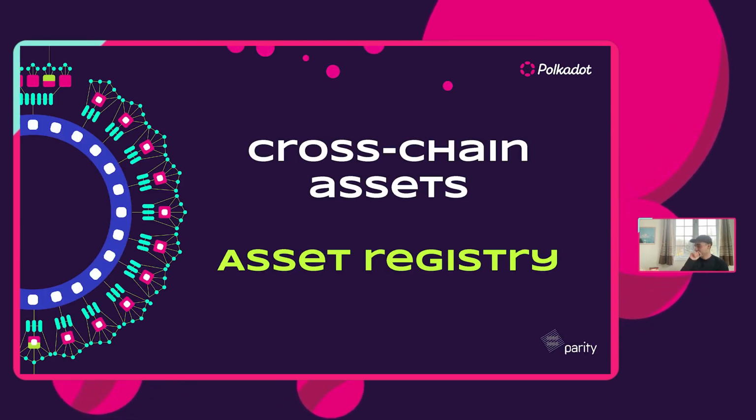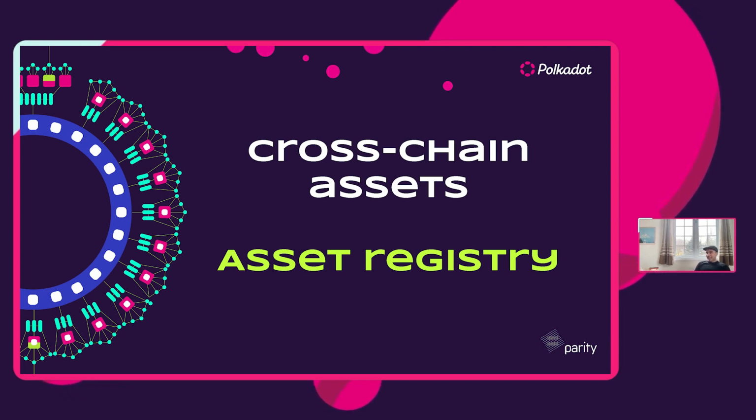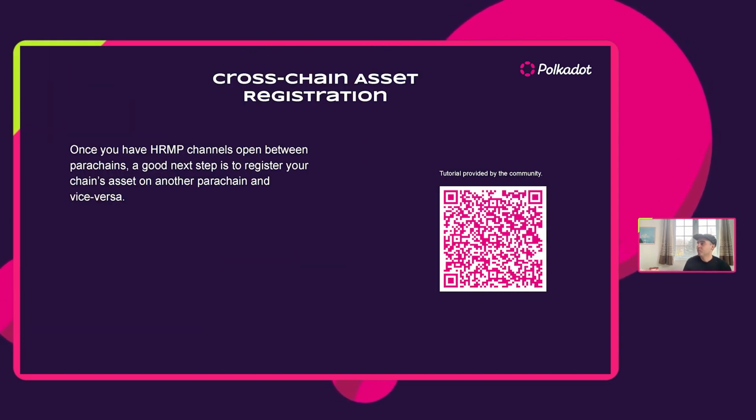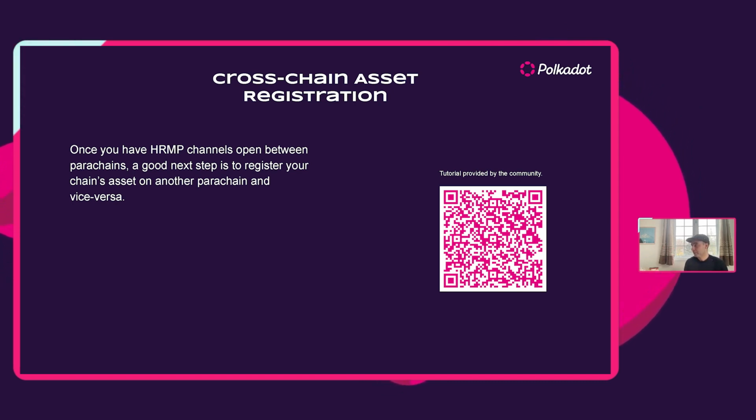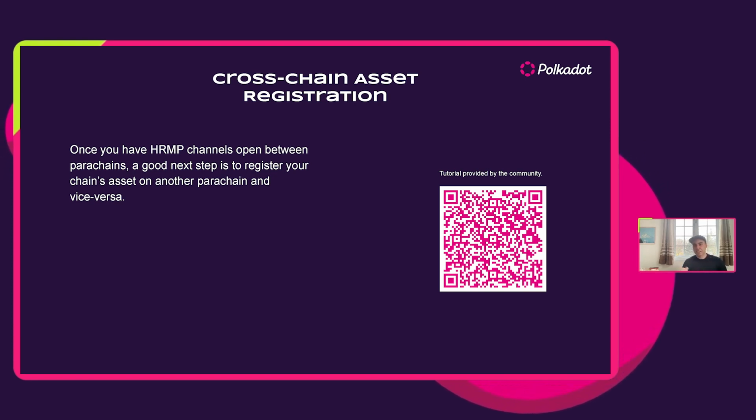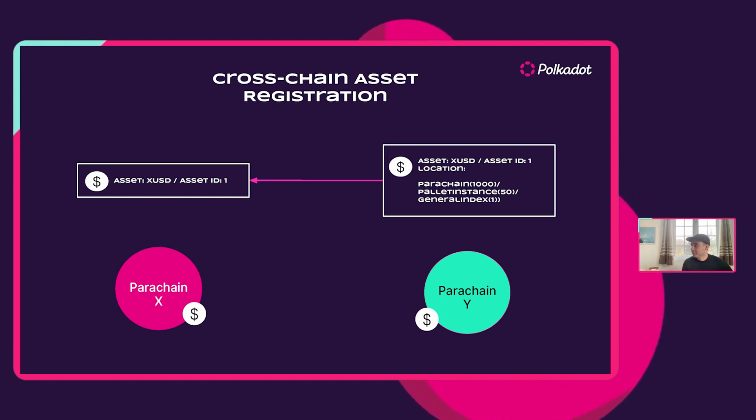So let's switch gears a little bit. I want to talk now about cross-chain assets and asset registry, right? Once you've opened your HRMP channels, let's say between two parachains, parachain X and parachain Y, a good next step is to register your chain's asset on the other parachain and vice versa. It's also a good exercise. So something like this.